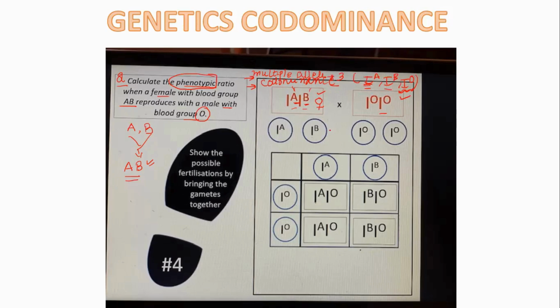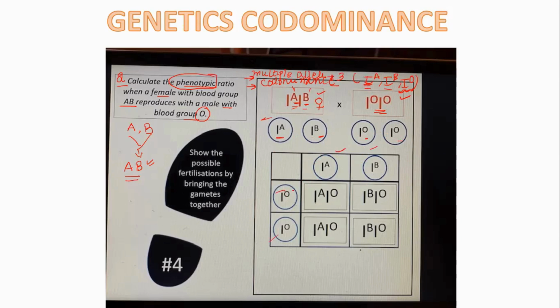All right, so let us form the gametes. Gametes are always in circles. There are two kinds of gametes which are formed over here, IA and IB. The father can form IO. Now, let's make a Punnett square. We have taken the Punnett square with the gametes on this side, and then we go on with the process.